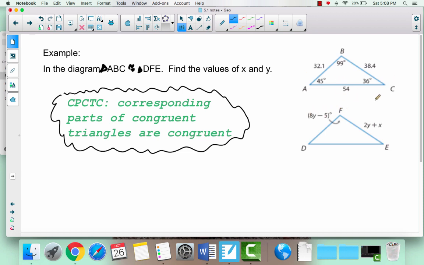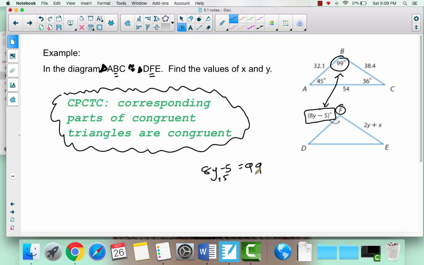If we want to solve for y, here's an equation that just has y in it. Angle F is going to have to match up with angle B because they're in the same location in our congruent statement. So this equation would have to be using these two things. I'd say 8y minus 5 has to equal 99. Then we could go ahead and solve.